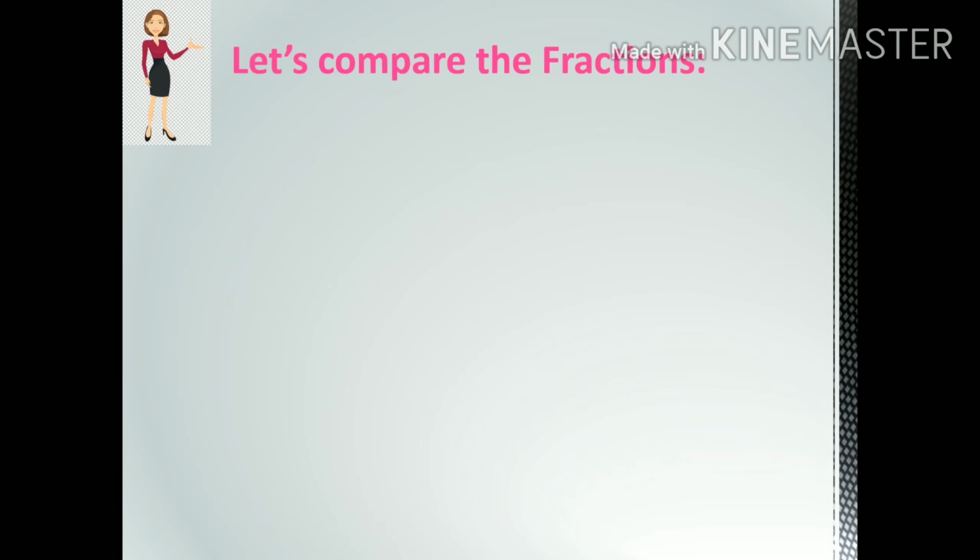Let's compare the given fractions. Part A. Fraction 8 upon 15 and fraction 4 upon 15. As we see the denominator in both the fractions is same, that is 15, we will apply rule number 1 of comparison. Here the denominator is same, so we will just compare the numerators. As we see the numerator 8 is greater than numerator 4, so the fraction 8 upon 15 will be greater than the fraction 4 upon 15.